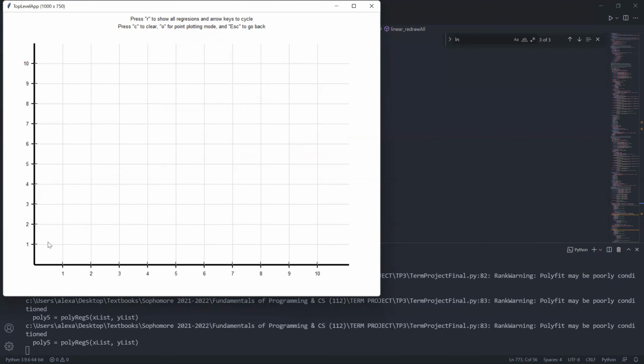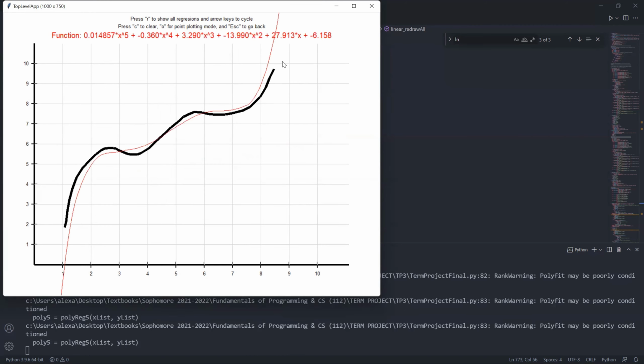And you can also get fifth degree. It's a little bit harder to force because it does this automatically. That's a fourth degree. Say I do something like this, it returns a fifth degree polynomial that has the best fit to this set of data.